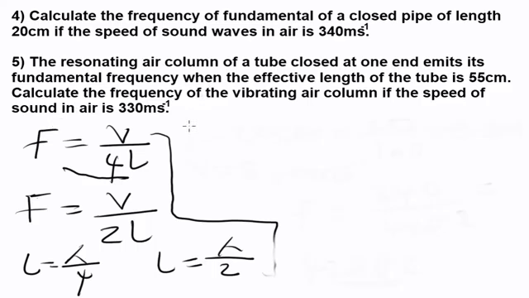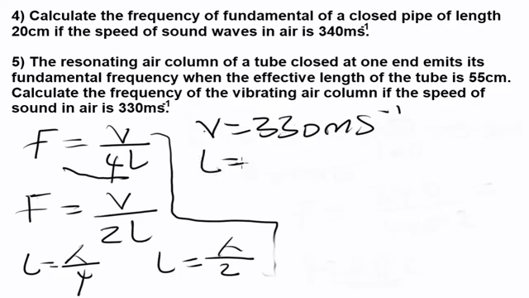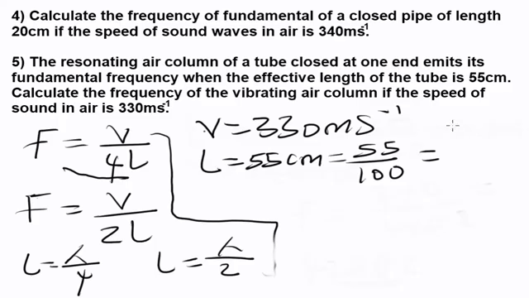Okay, so let's get the parameters. In this question, we have the speed of sound, v, velocity to be 330 meters per second, and we have the length to be 55 cm. So you convert it to meters. To do that, you divide by 100. When you divide this by 100, it's going to give you 0.55 meters.